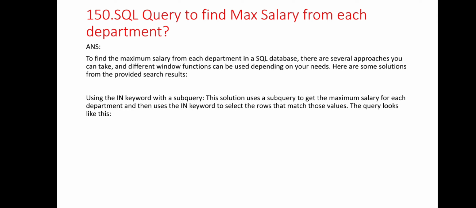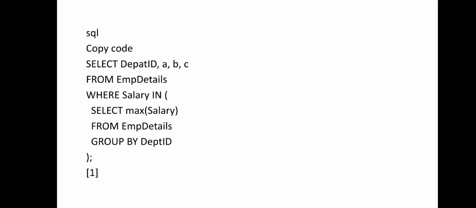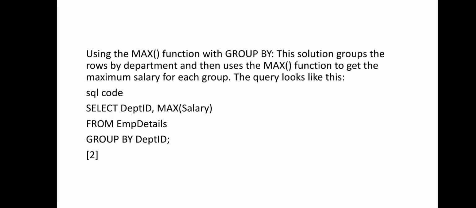Using the in keyword with a subquery. This solution uses a subquery to get the maximum salary for each department, then uses the in keyword to select the rows that match those values. The query looks like this. Select department ID, A, B, C from emp details where salary in, select max salary from emp details, group by department ID.